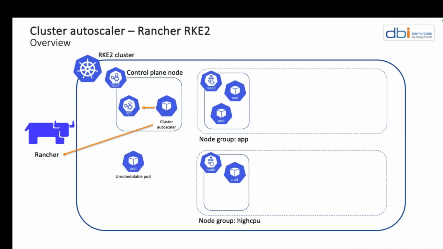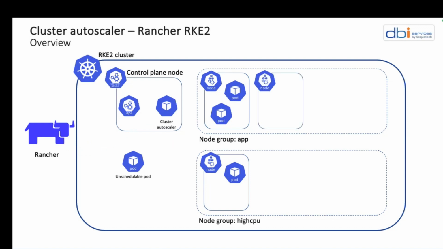If there are pods that are unschedulable, the cluster autoscaler checks if the unschedulable pods can fit in any potential node group. So here there is the node group app and the node group iCPU. It will check the capacity, the annotation, the date, and whether there are some restrictions. And if there is one that fits, the cluster autoscaler calls the Rancher API to scale the cluster.